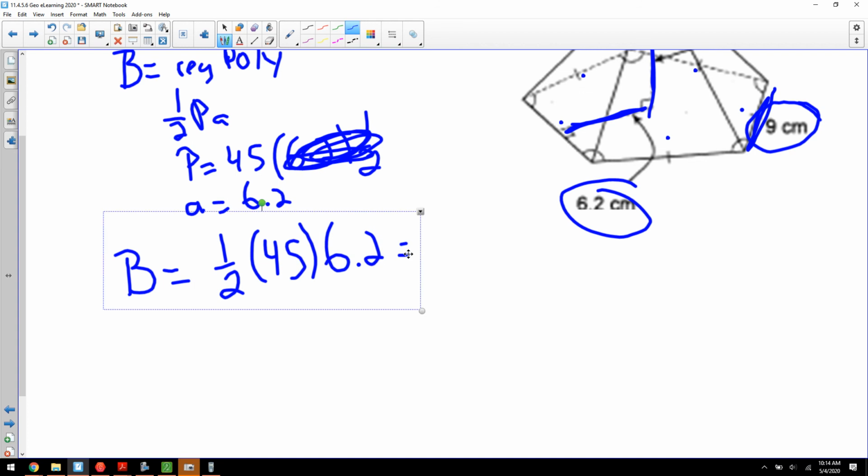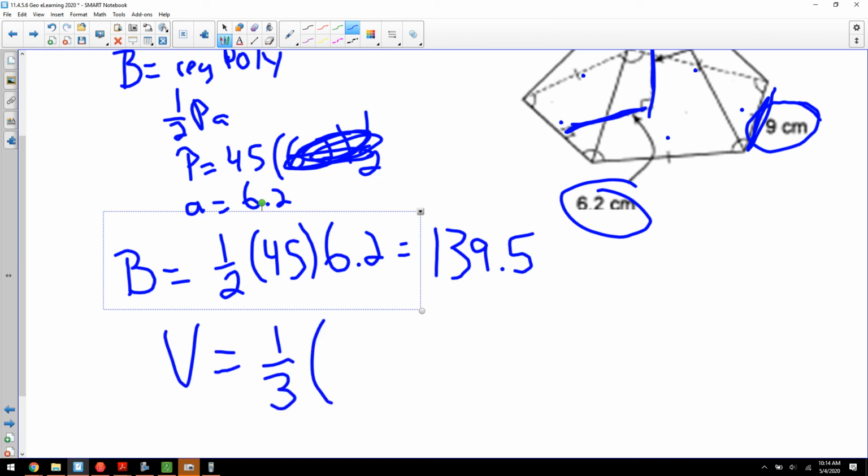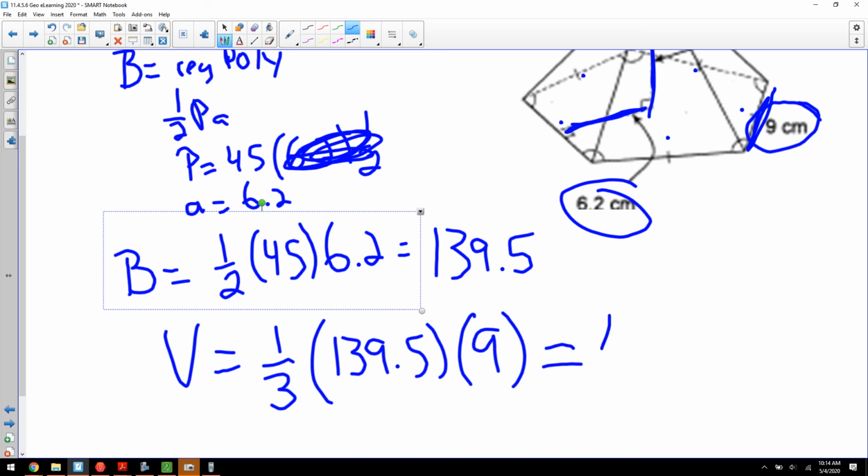Put all that together here real fast. 45 times 6.2 times 1/2, and I got 139.5. So your volume is going to be 1/3 big B, which was 139.5, times your overall height, which, if you recall, was 9. You type that all back into your calculator, and you should get 418.5 cubic centimeters.